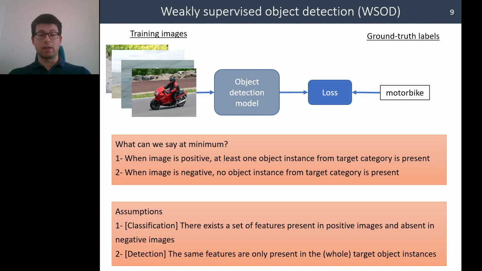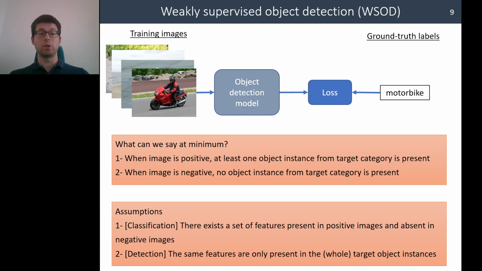Okay, so let's have a look at the assumptions. What can we do with this level of supervision? We can assume that there exists a set of features, or let's say parts, that are present in the positive images and absent in the negative images. Basically, whether we can find discriminative parts or features. And we know that image classification for most categories works quite well, so there is good proof for this.